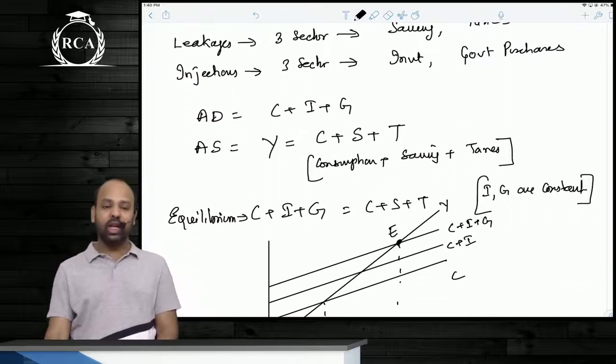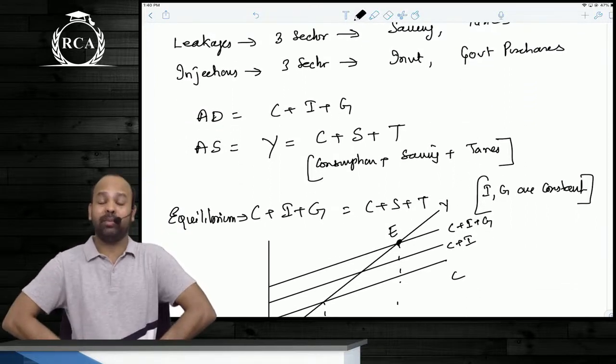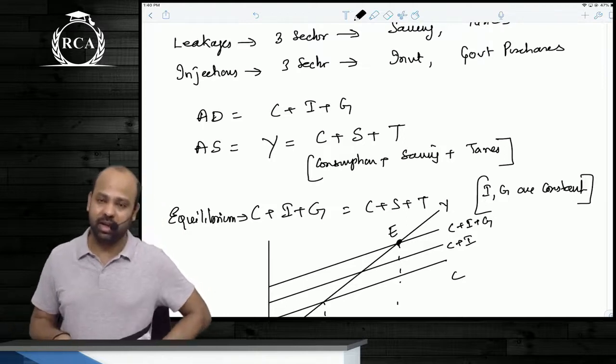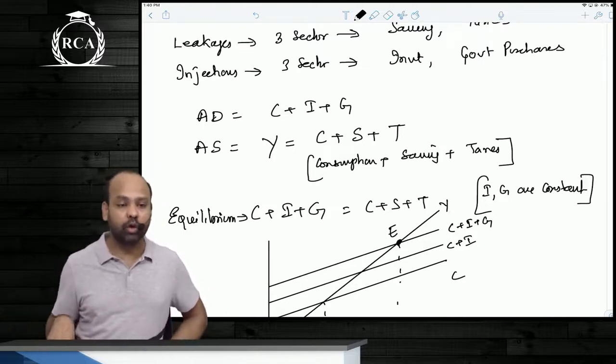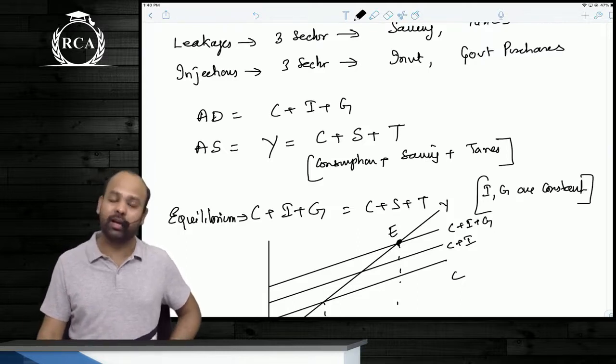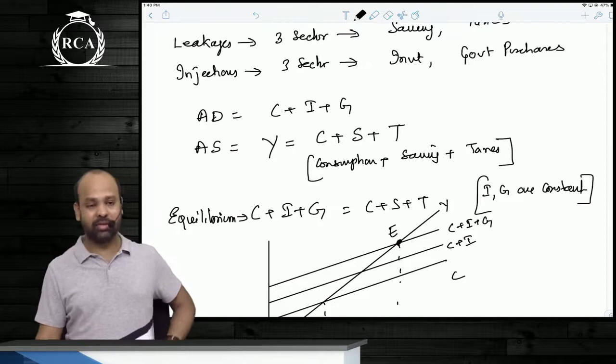So if you want the equilibrium position, you will want C plus I plus G to be equal to C plus S plus T. That is, you would want your aggregate demand to be equal to your aggregate supply. That is why we write national income under a three sector model as C plus I plus G.